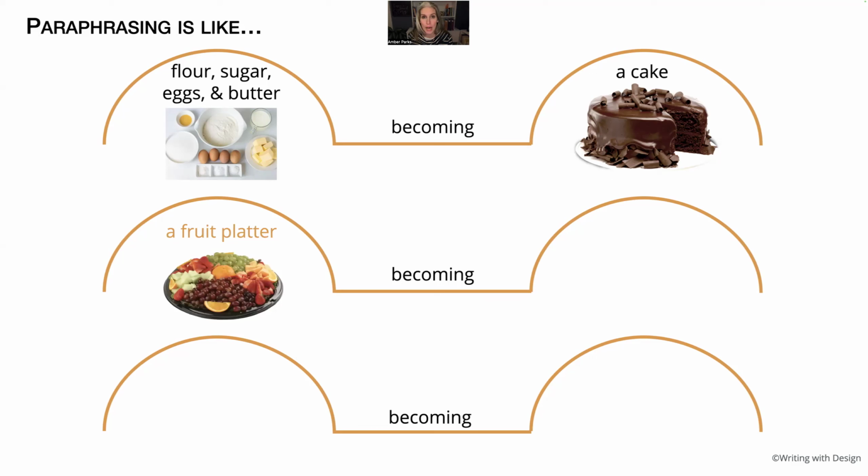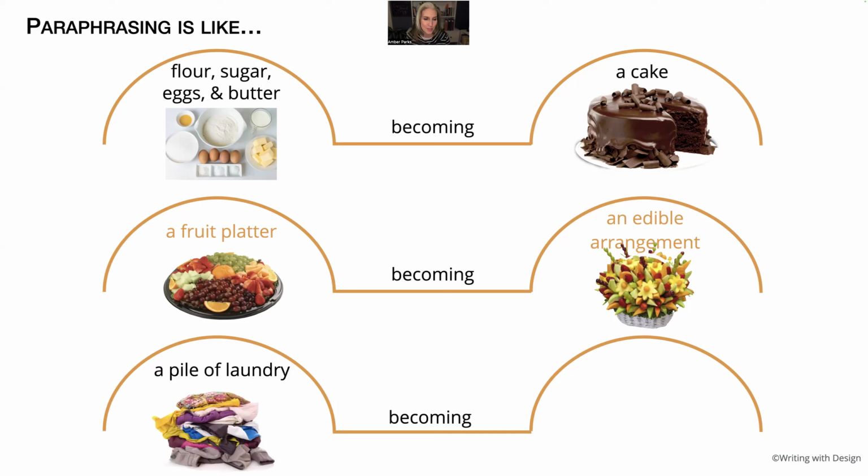Secondly, if we take a fruit platter and we mix up the fruit, we change the organization or the arrangement of the fruit, we could make something like an edible arrangement. This is a great example of a paraphrase that's also given as a gift. Our third one is a pile of laundry. And if we mix that up, what can we do with it? Well, yeah, we may not like it, but we can fold it, right? And we can organize our clothes.